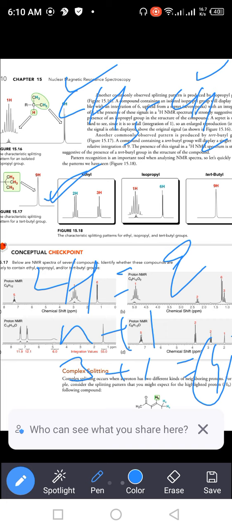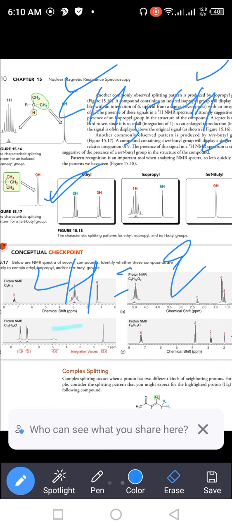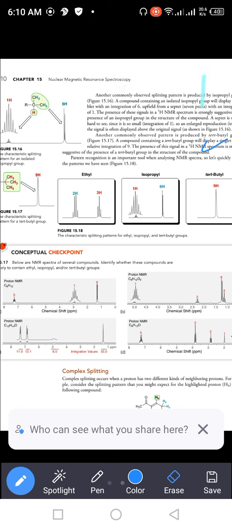So two clear-cut signals having peaks triplet and quartet. Whenever triplet and quartet peaks are observed in an NMR spectrum, it is a clear-cut clue of an ethyl group. The ethyl group always shows two peaks, a triplet and a quartet. Now look at another structure having the isopropyl group.